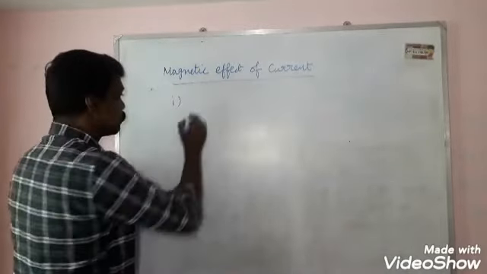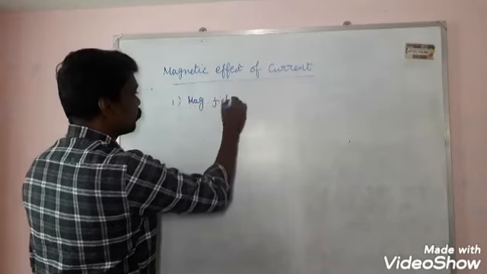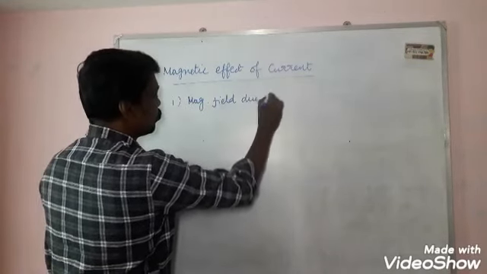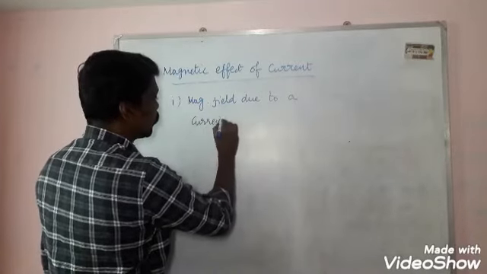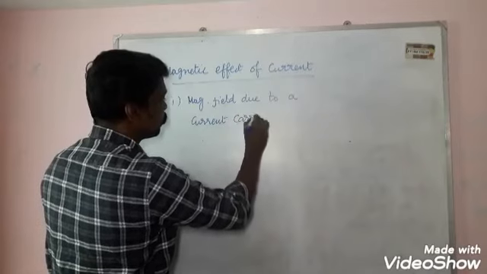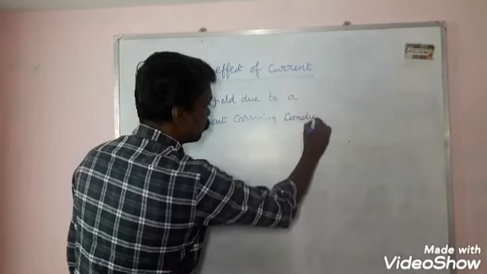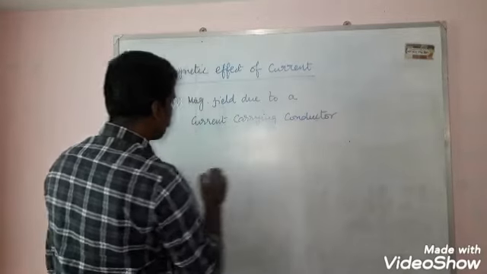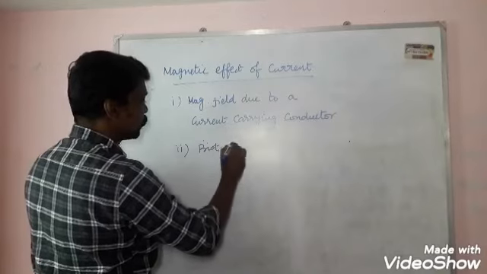First one, magnetic field due to a current carrying conductor, and second one, Biot-Savart law.